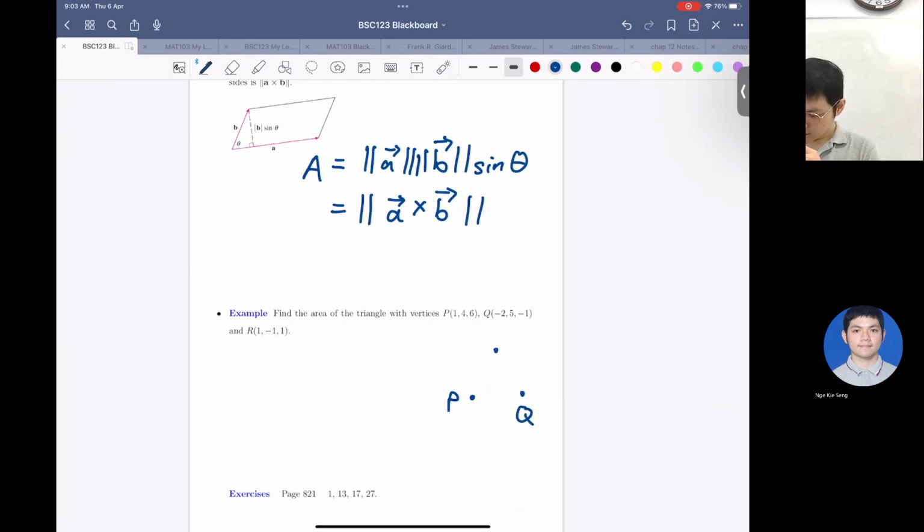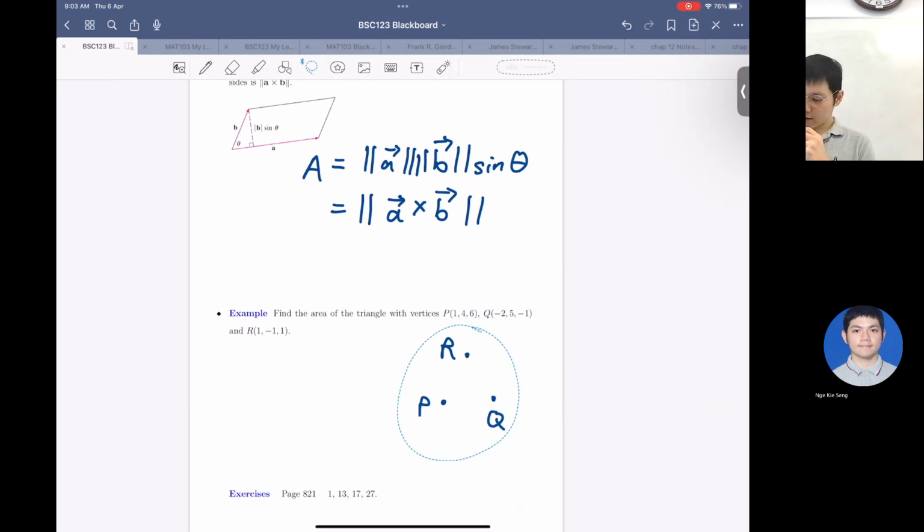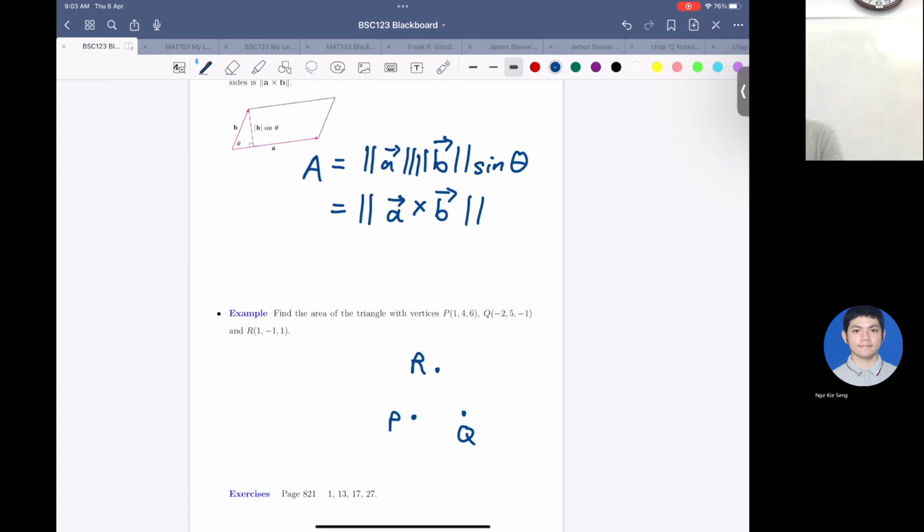PQR first. Okay. You plot PQR. I don't know what their relative position is, but let's say we assume this is the relative position. So you form a triangle here. Okay. If you multiply them out, actually you get a parallelogram. Right?